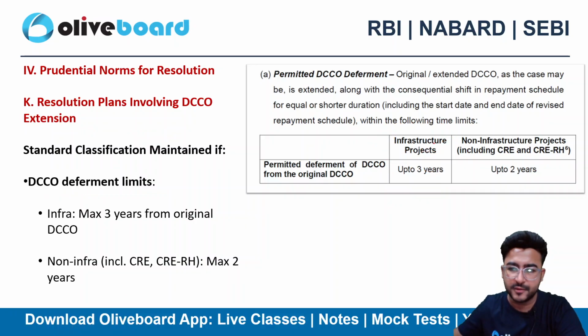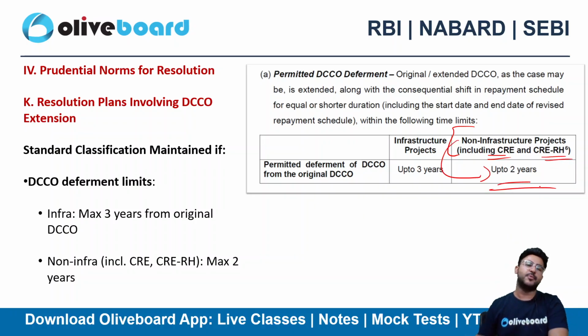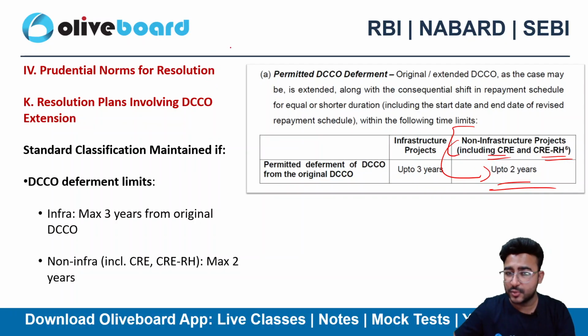However, for the non-infrastructure project, including the commercial real estate and housing, residential housing, it's up to 2 years. It's up to 2 years, right? Please do remember this limit, very, very important for your exam.